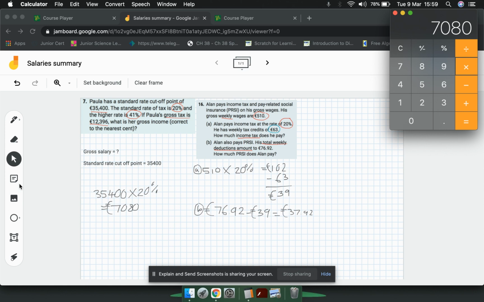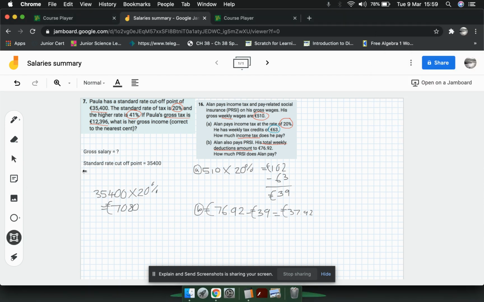What we do know, however, is her total tax bill. So what we could say here is total tax. Let's say I shouldn't say total tax. I should call it gross tax. That is equal to €12,396 for that. Okay, so I should have my euro symbol in there. Sorry, guys, not too easy with this particular software.